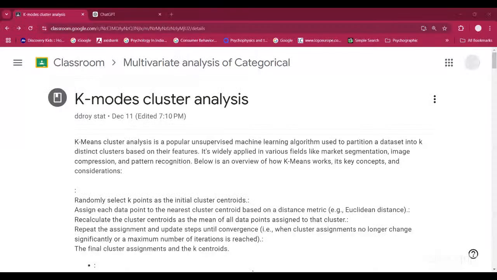We will learn some statistical tools which are very much related to machine learning and artificial intelligence. So when your data is categorical in nature, then you can use this model.